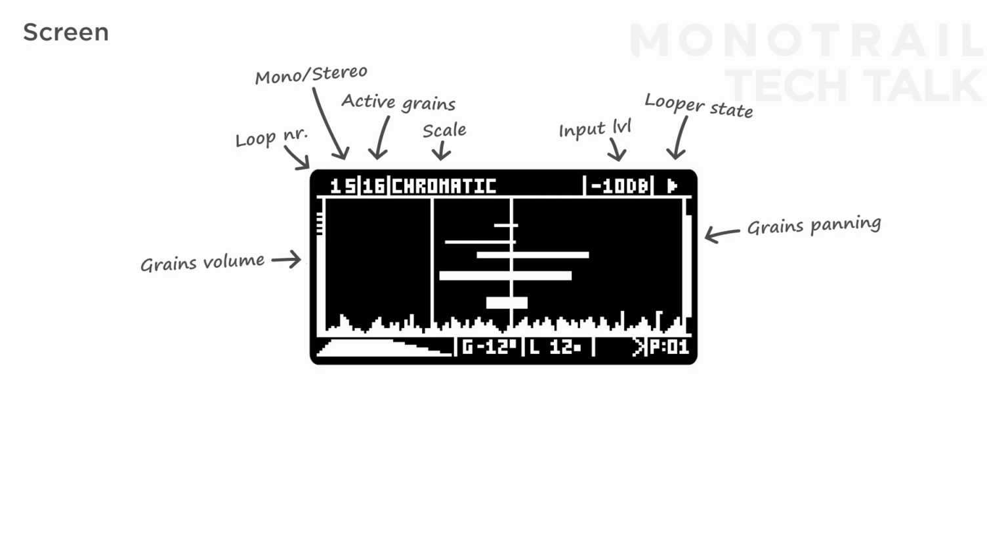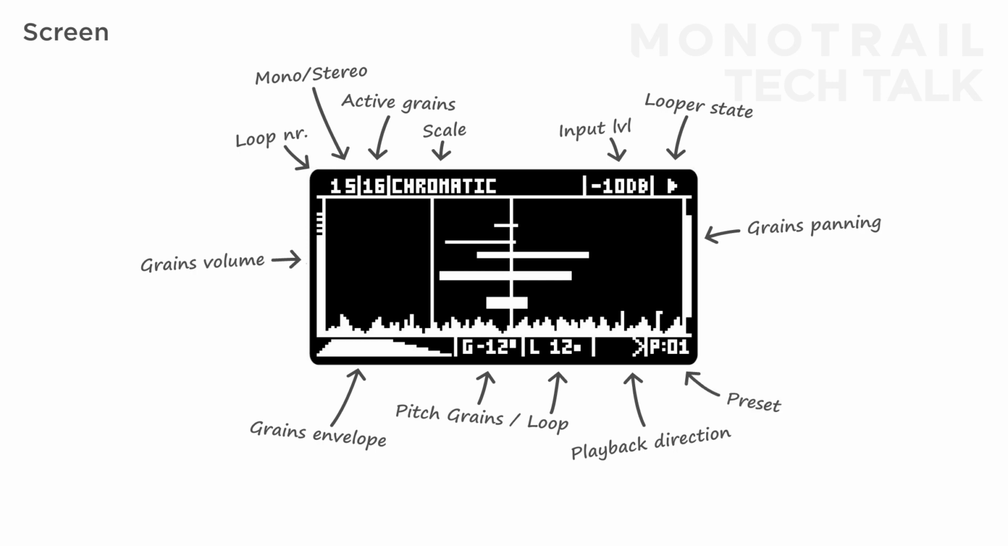On the bottom, you see a representation of the attack and decay envelope settings, playback direction of the grains, pitch of the grains and pitch of the loop, and the selected preset. On top of that, there's a simple representation of the current loop in the buffer, and the middle of the screen is used to visualize the grains. You can see the start and end point settings for the grains, as well as the actual active grains visualized in the stereo field, with all randomization settings shown live.